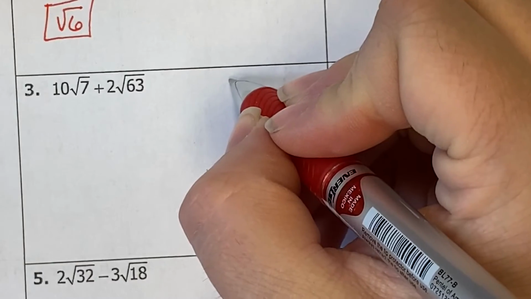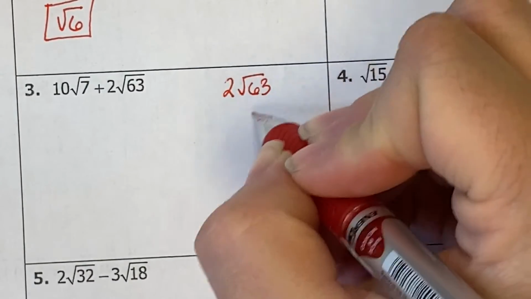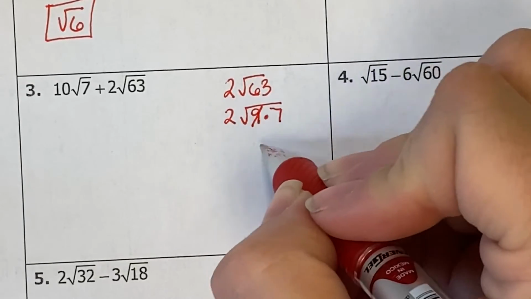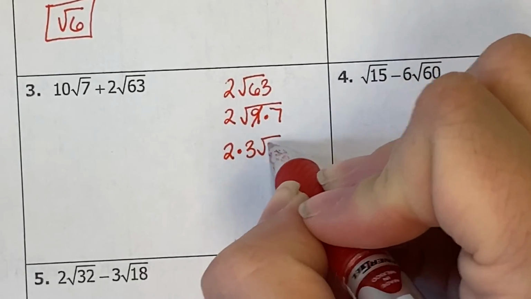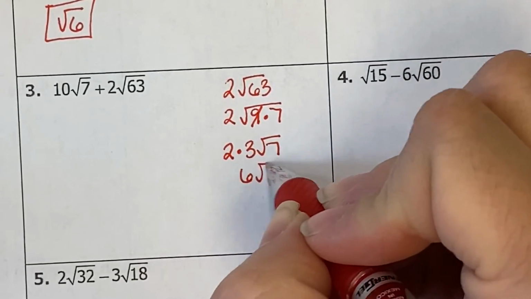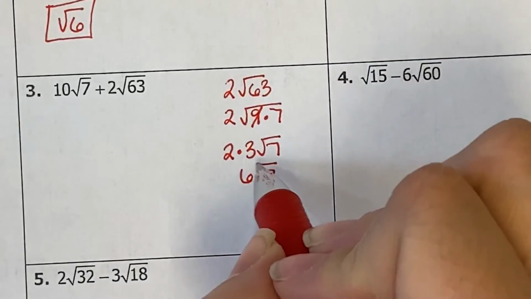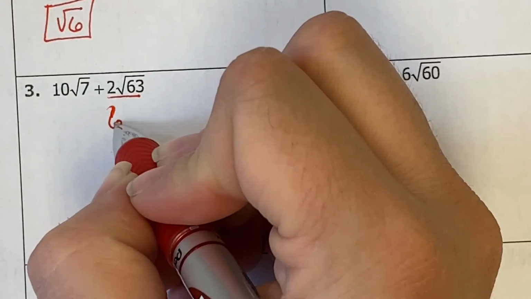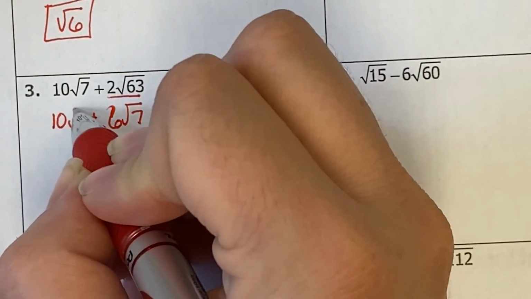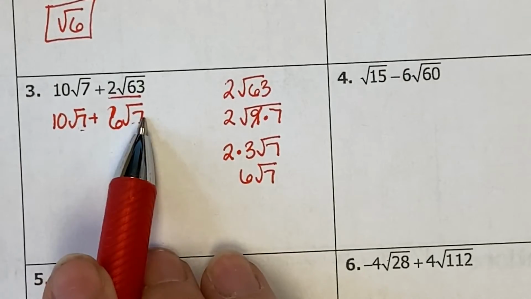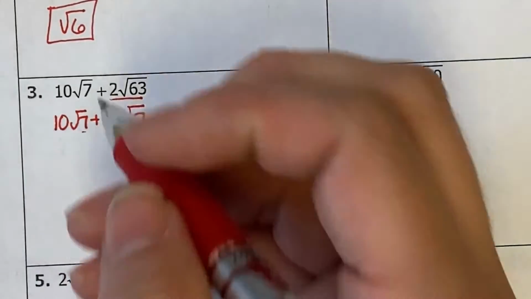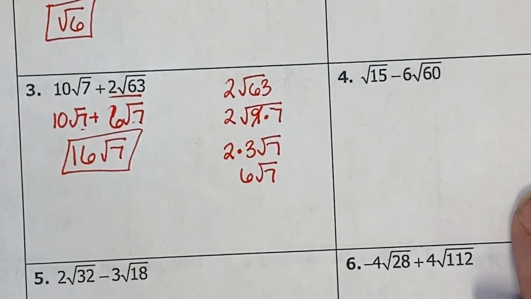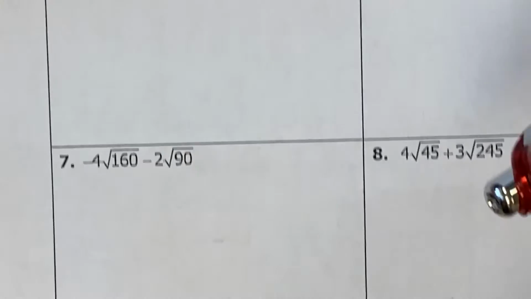On number 3 here, I see that this 2 square root 63 can be simplified, so I'm going to do that over here on this side. 2 square root 63, I can split that up as 2 times the square root of 9 times 7. The square root of 9 is 3, so I'd have 2 times 3 square root 7. 2 times 3 is 6 square root 7. So now that that's simplified, that's what I'm going to write in place of my 2 square root 63, is 6 square root 7. They both have square root 7, so I can combine. 10 plus 6 is 16 square root 7. And you're done.